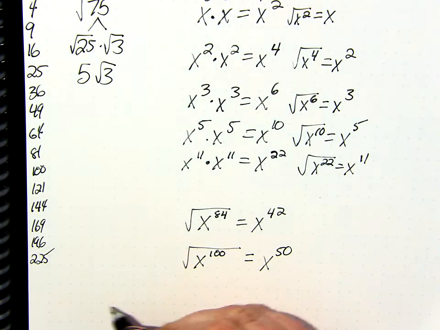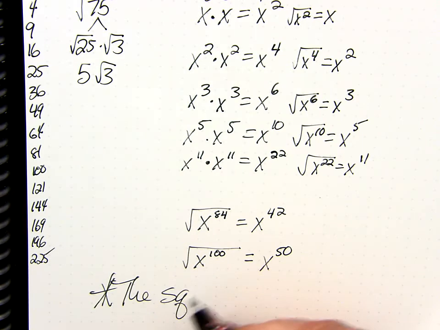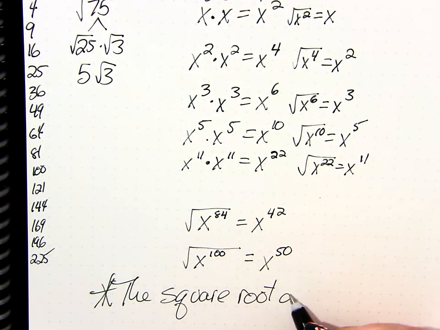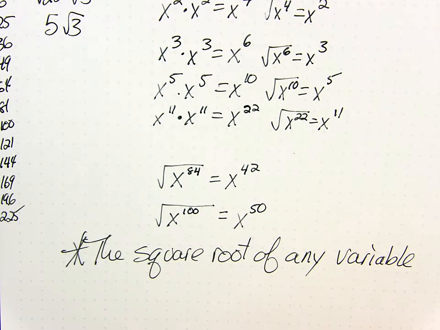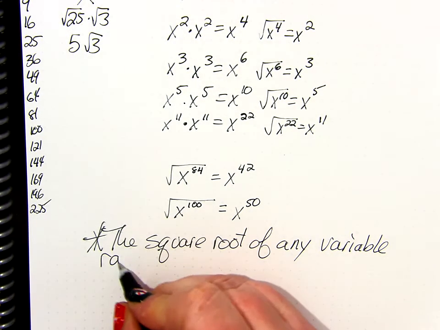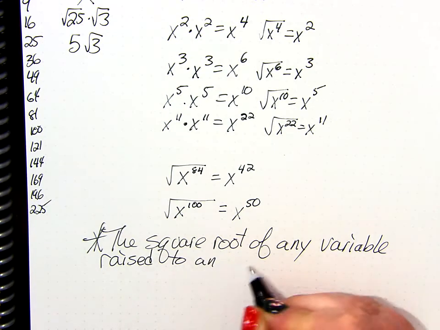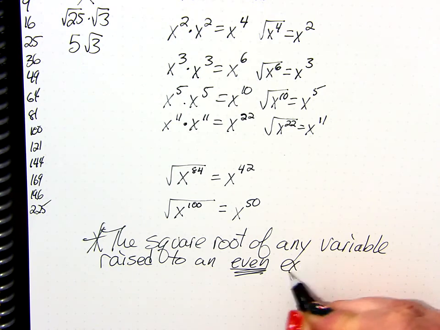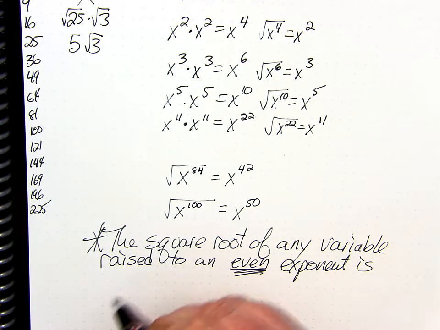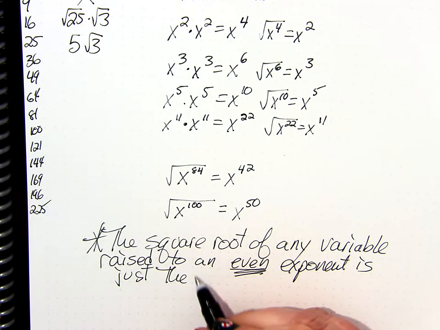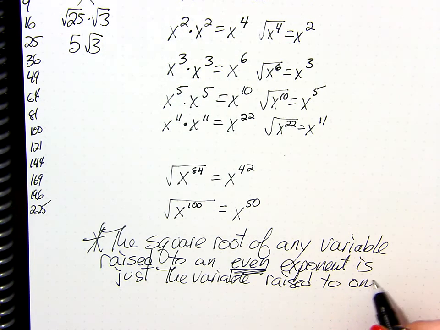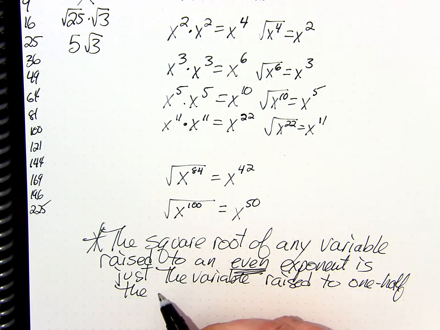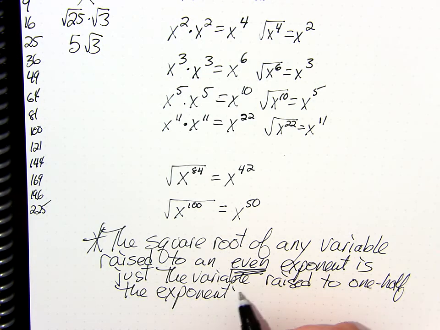So our golden rule that we need to remember is the square root of any variable raised to an even exponent is just the variable raised to 1/2 the exponent's value.